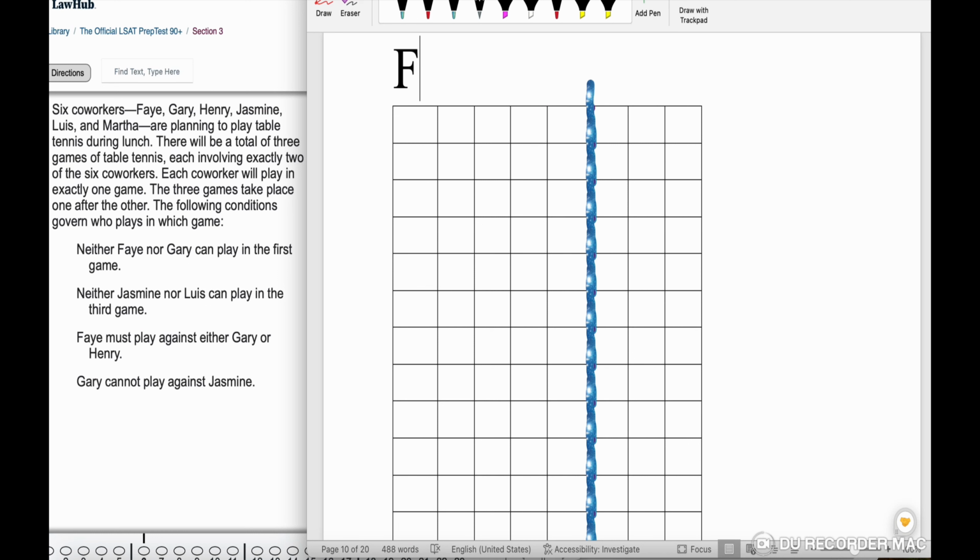Co-workers F, G, H, J, L, and M are planning to play table tennis during lunch. There will be a total of 3 games of table tennis, each involving exactly 2 of the 6 co-workers. Each co-worker plays exactly 1 game. The 3 games will take place one after another. The following conditions govern who plays the first game. Neither F nor G can play the first game.